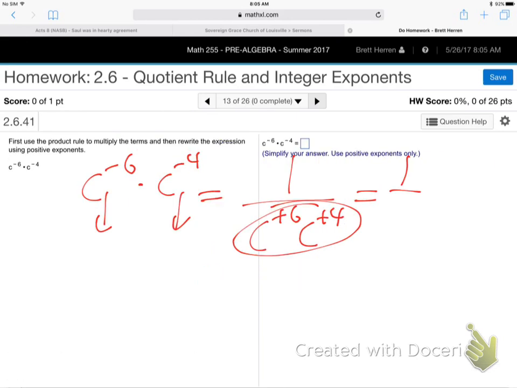But on this one, they're not vertical, they're side by side. So what do we do when they're side by side? Add them. Exactly. We good with that difference? That'd be c to the 10th, and we're done. So side by side they add, vertical they subtract.